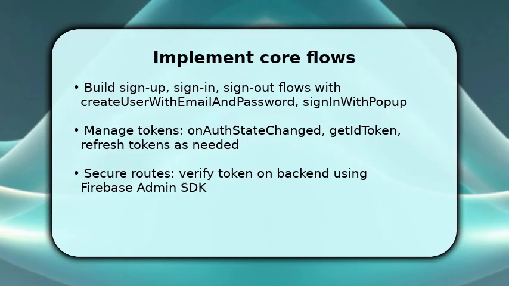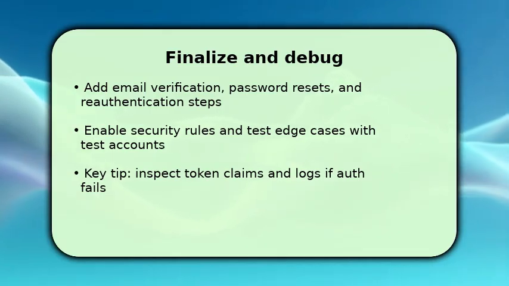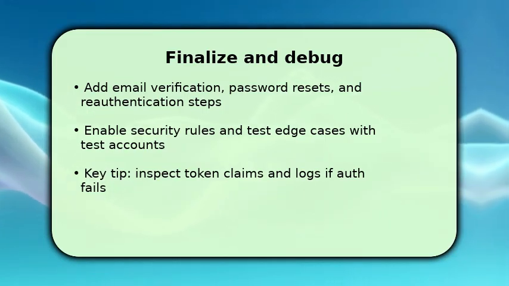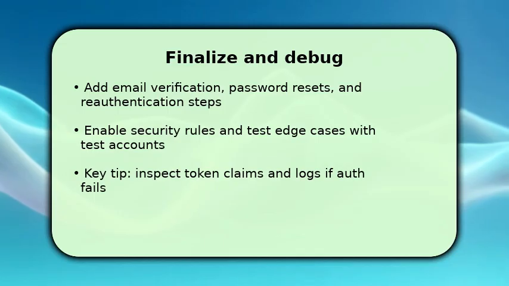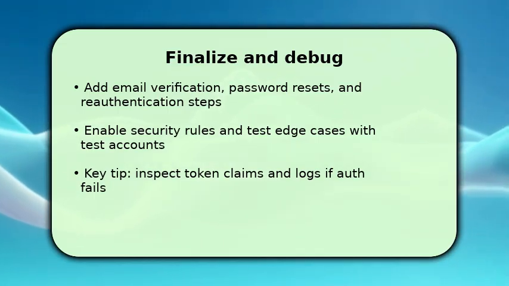You finish by adding secondary protections and testing everything end-to-end. Implement email verification, password resets, and reauthentication for sensitive actions. Once done, apply and test Firebase security rules to restrict database and storage access based on token claims. Make sure to log auth events and run tests using staging accounts.